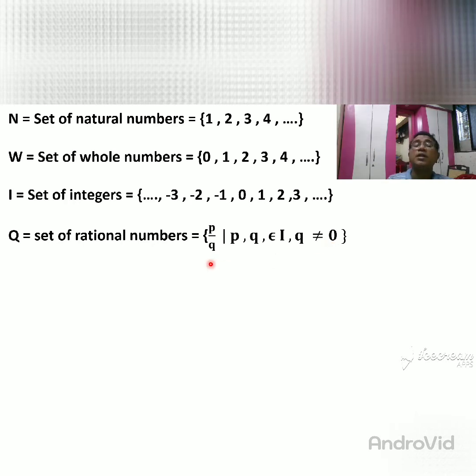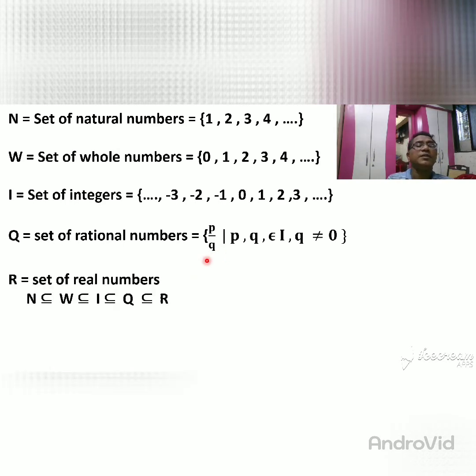It is very simple. P is the numerator, Q is the denominator, and Q belongs to the integers. If Q is 0, then it is not a rational number. But if Q is not equal to 0, then it is a rational number. So if the denominator is never 0, then it is a rational number.